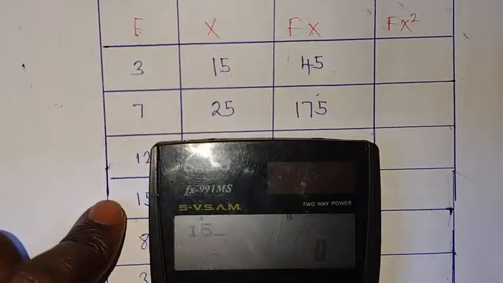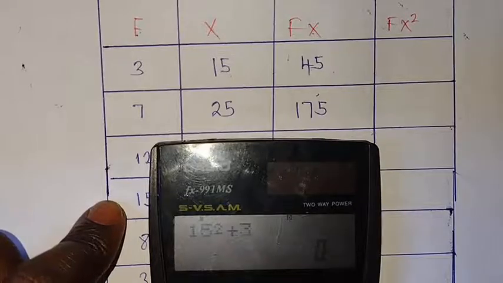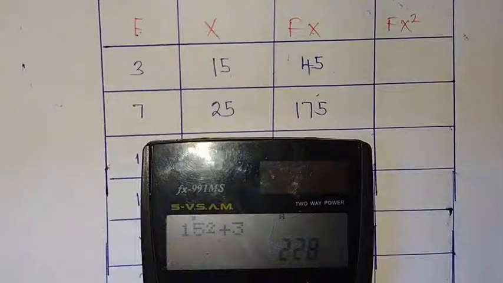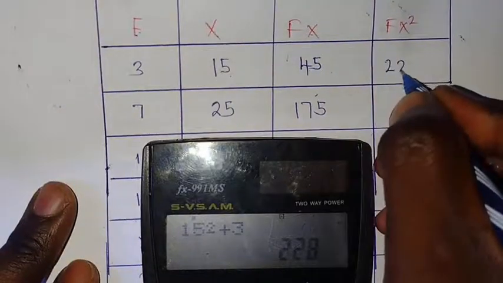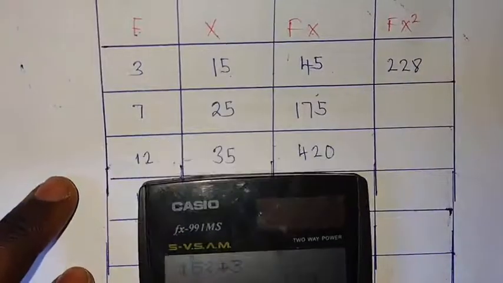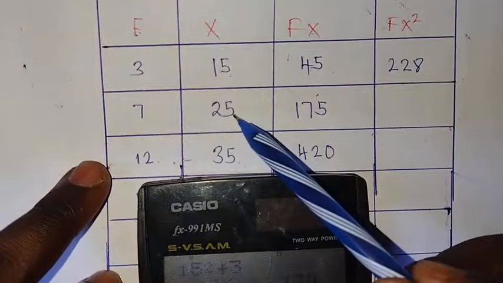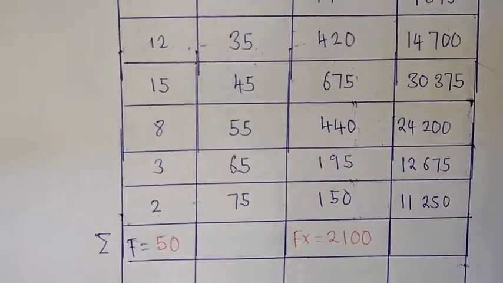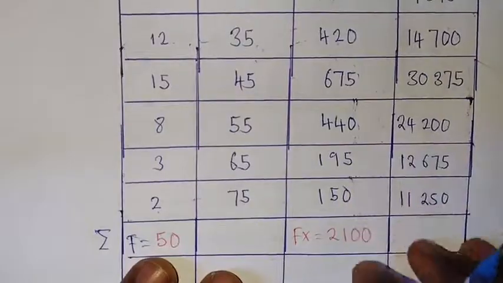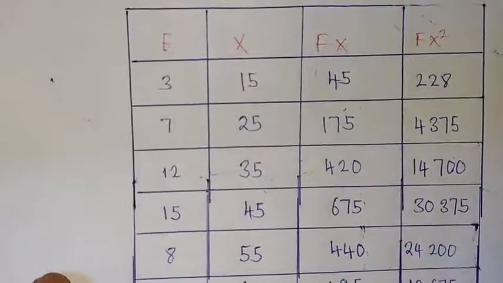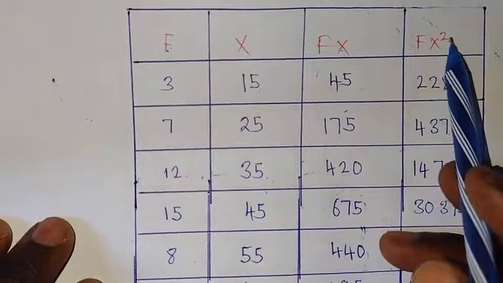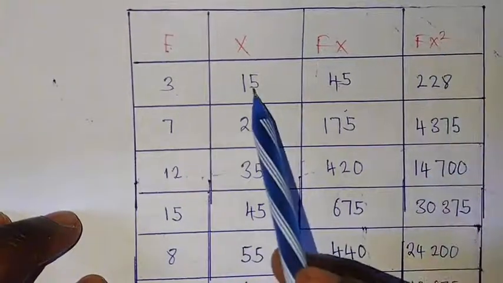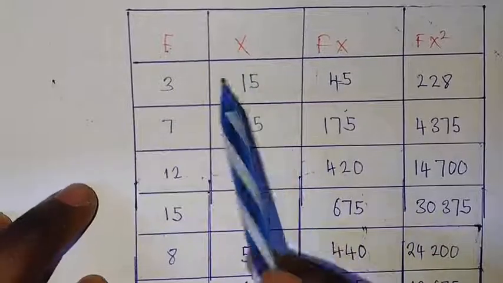So 15 squared times 3. This is what you'll be getting. So I'll get 228. So I'll write 228. You do the same again: 25 squared times 7. Once you do all the calculations, this is what you get right here. So remember what you are doing. We have fx squared. X is 3. X squared is 15. So you square this one, then you multiply with this one.